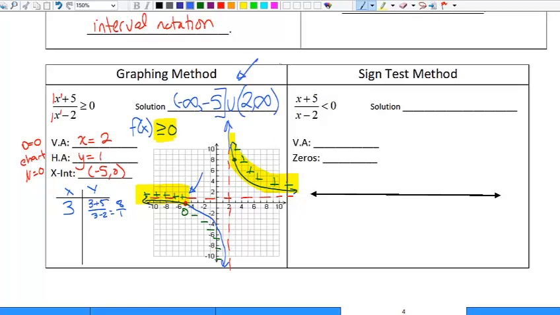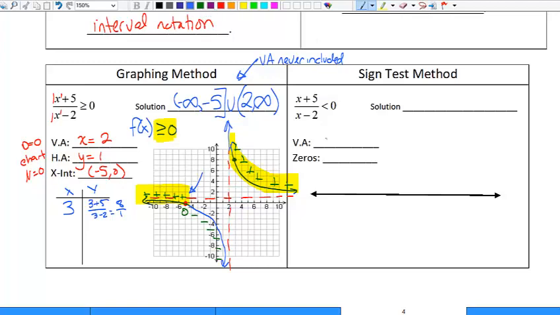You're never allowed to include the vertical asymptotes, because the vertical asymptote means that the rational function is not defined there, so therefore you can't include it because it doesn't even make sense. It's not defined there. Let's do the same problem with the sign test method.